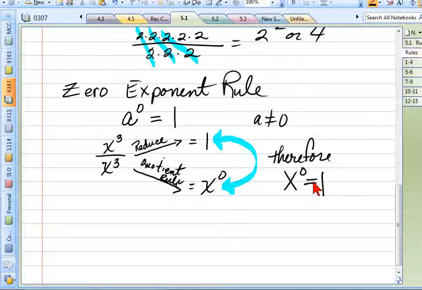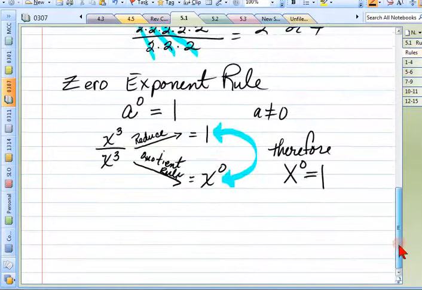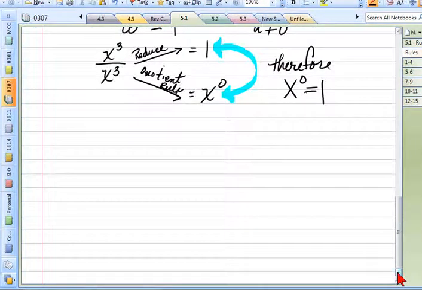That was just trying to convince you. You believed it had to equal 1. You believed it had to equal x to the 0. So those two must be the same. And we will do a little bit more with 0 as an exponent in just a few minutes.